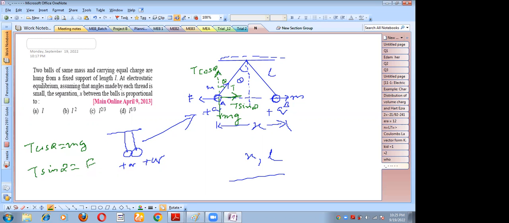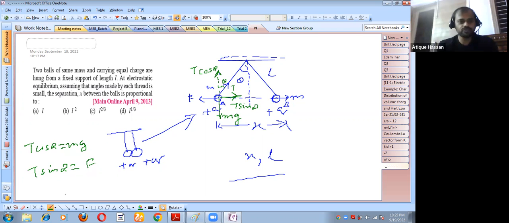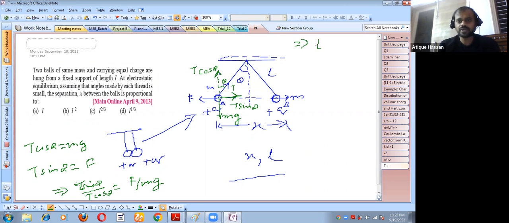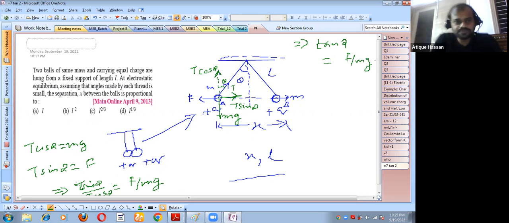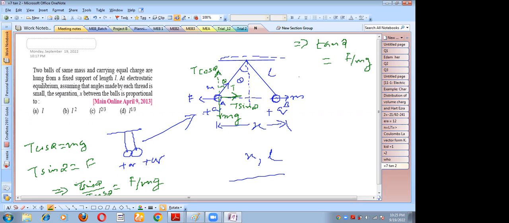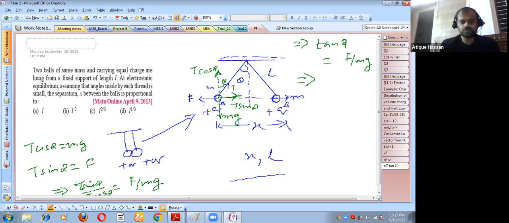So we will divide both. We can say that T sin theta upon T cos theta will be equal to F upon mg. So from here, T will cancel out, and tan theta will be equal to F upon mg. Understood?